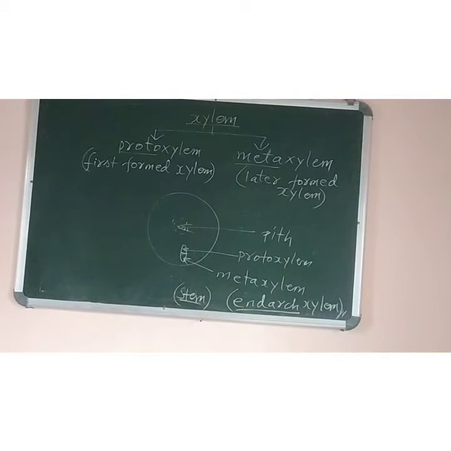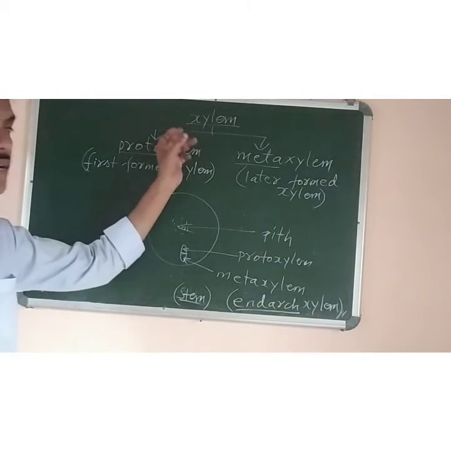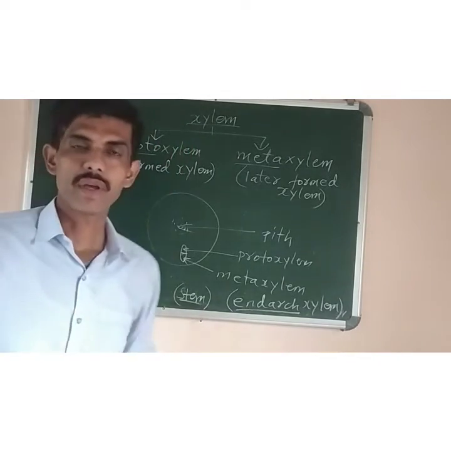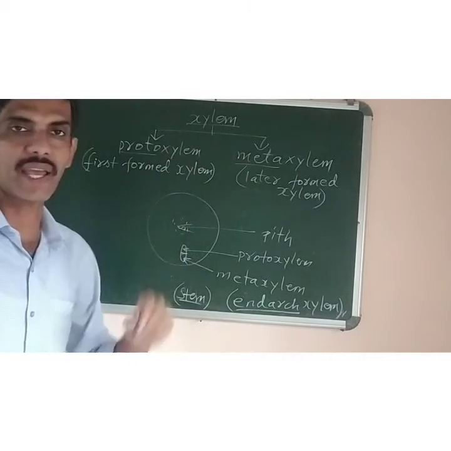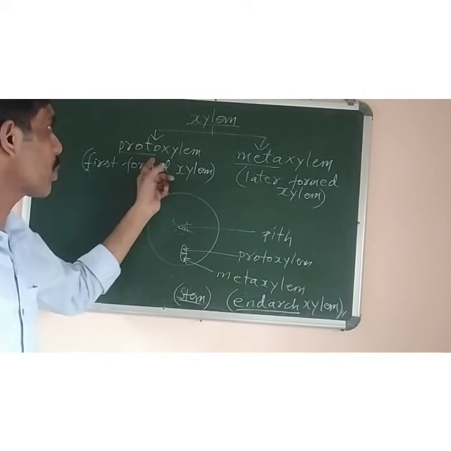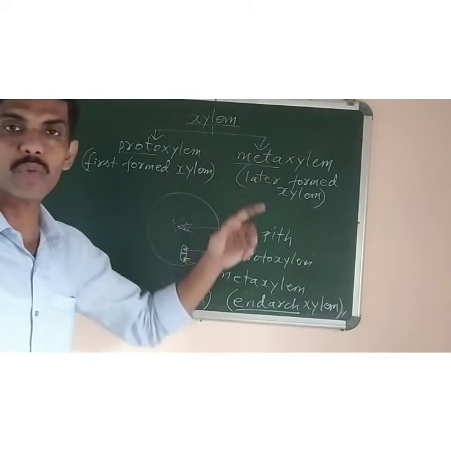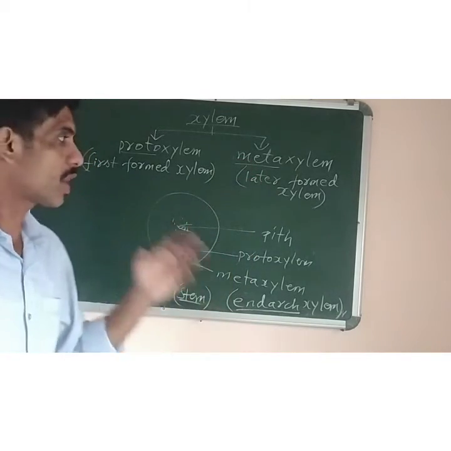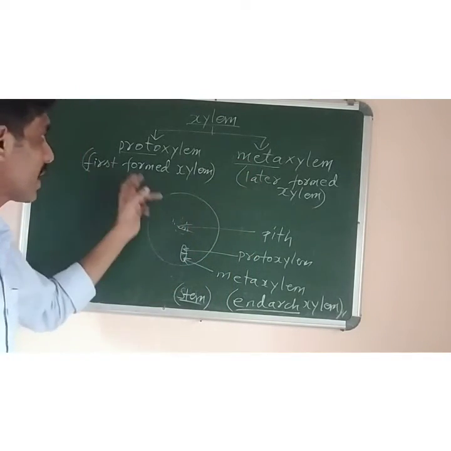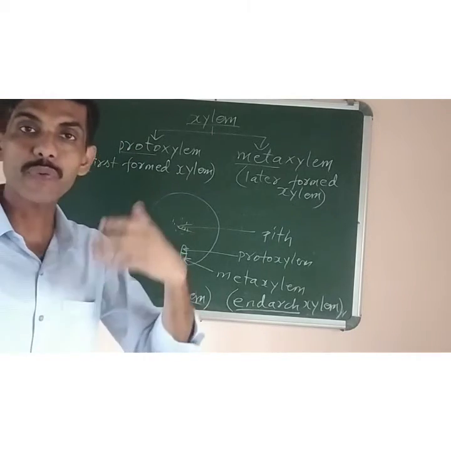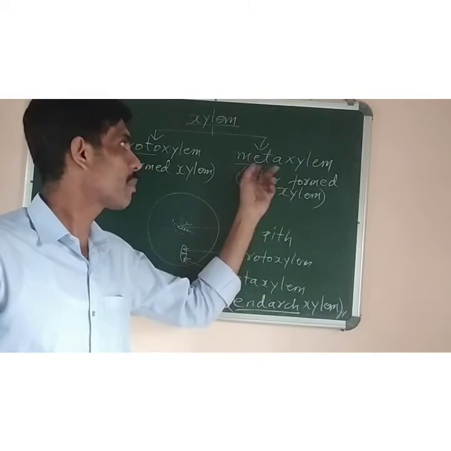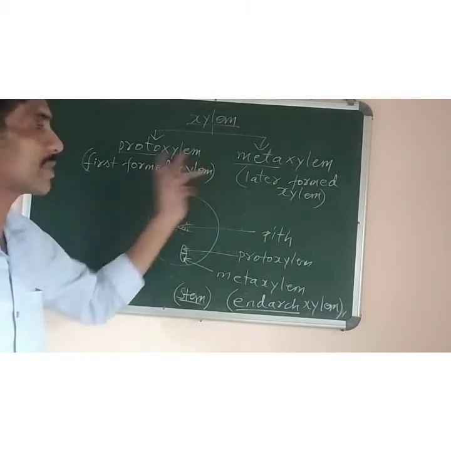Okay, look at the diagram which I have drawn on the board. First I have written the classification of xylem. Xylem is of 2 types. What are they? Protoxylem and metaxylem. The word proto means first, meta means the one which is formed later. So if the xylem is formed first, such a xylem is called protoxylem. The xylem which forms later on is called metaxylem. So 2 types of xylem are there.